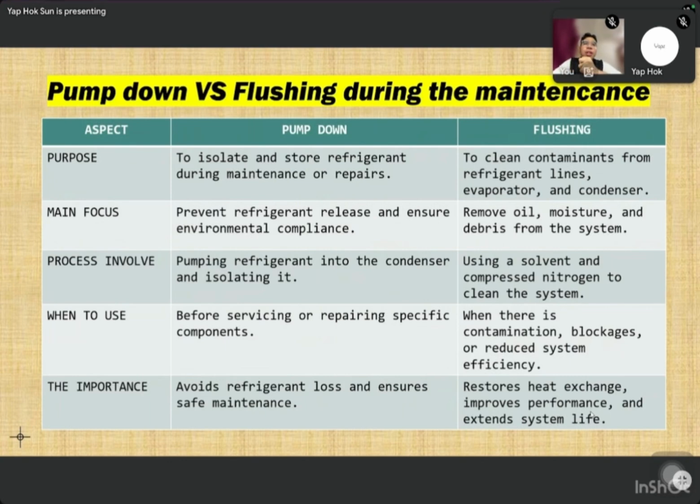So for pump down, we mainly start doing it when we want to service the air conditioning units, while flushing is the process to clean the unit. So this is the short introduction to pump down and flushing. I'll let my other members proceed to the more detailed procedure of pump down.